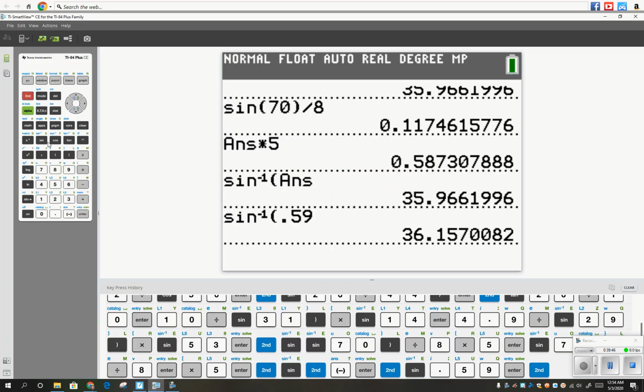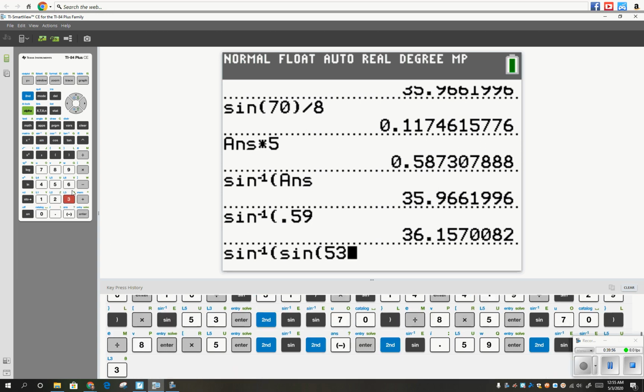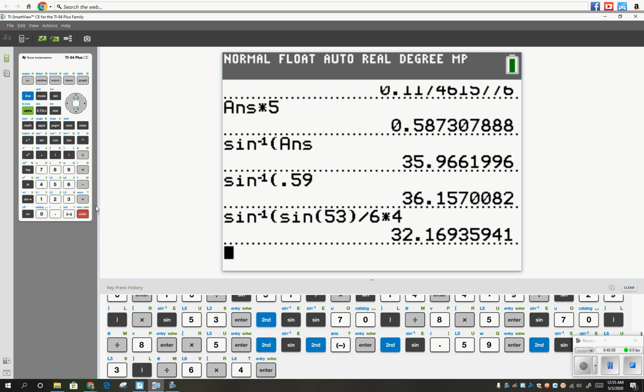So by typing it in once, second sine is sine inverse. Sine inverse of sine of 53, make sure I close the parentheses for the 53, divided by 6 times 4, I get 32.169. Again, remember we don't want to round before our final answer.